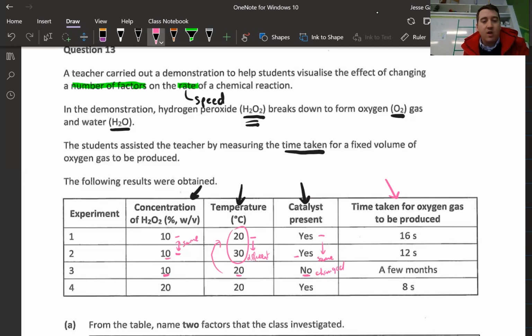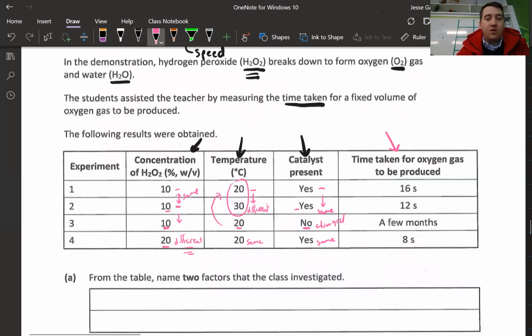And in the last one, we've used a concentration of 20. So this is now not the same anymore. The first 3 were the same concentration. This last one is now different, whereas the temperature is back to being the same as the first and the third one. So it's the same as the original temperature, and a catalyst is used, which is the same as the first one. So the only thing that's different in this one is that we've used a different concentration. So in each experiment, we're changing one thing. Okay, so hopefully we can see that.